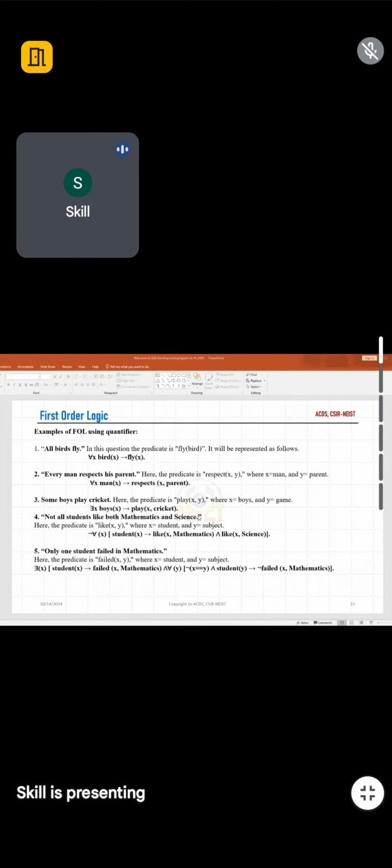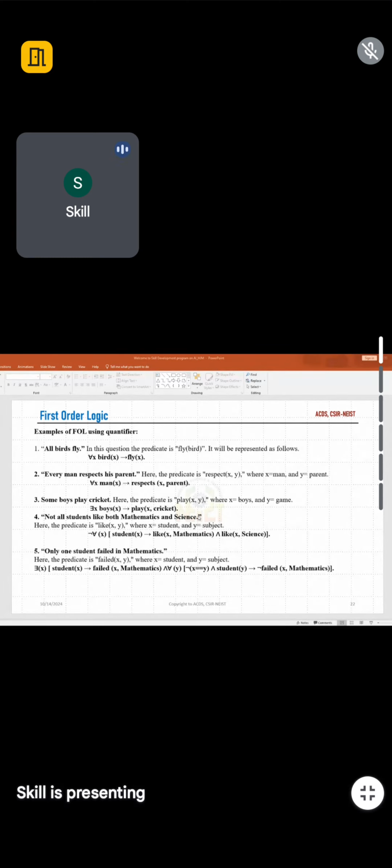Then in the third example, some boys play cricket. Here the predicate is play(x, y), where x equals boys and y equals game. As we are mentioning some, as you have already seen how this can be explained for some instance, we explain it with this symbol: there exists x, boys(x) and play(x, cricket).